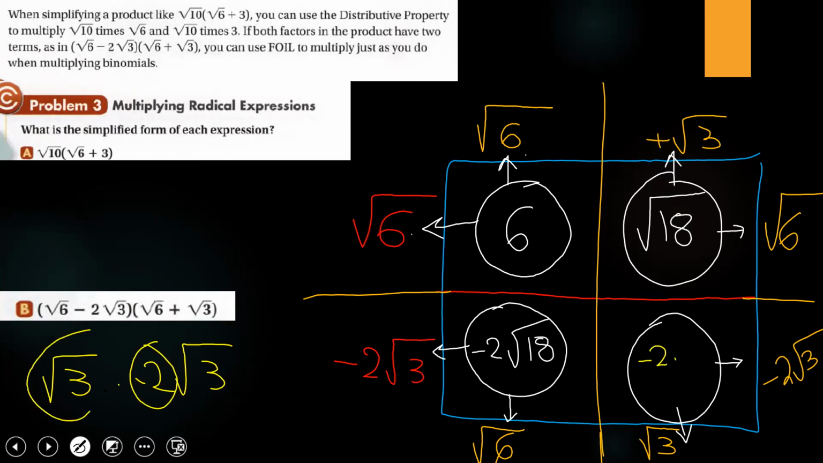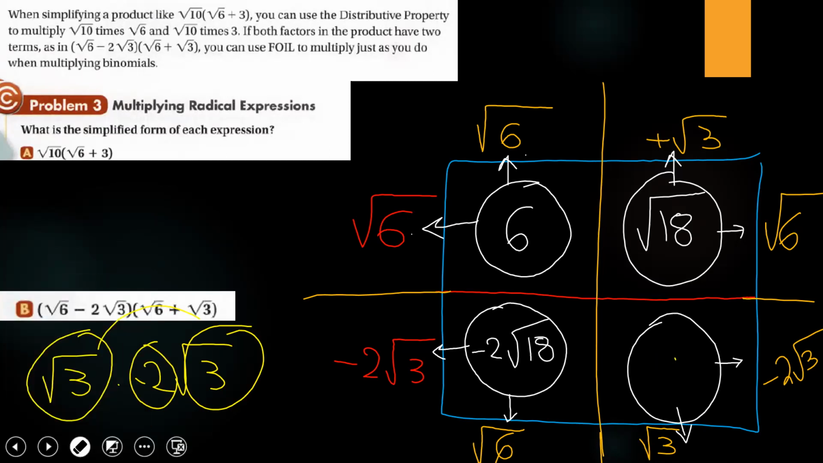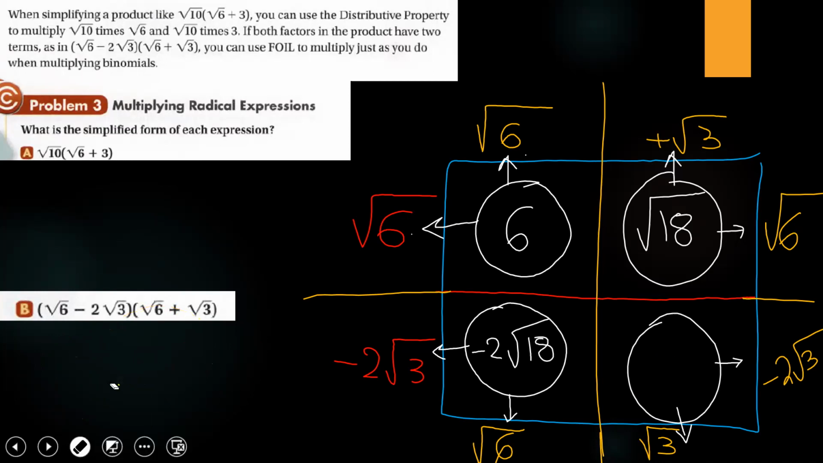Let's multiply square root of 3 times square root of 3. If you multiply them, what do you get? Square root of 9, which is 3. So let's now erase here. We write them as negative 2 times 3, which is negative 6.